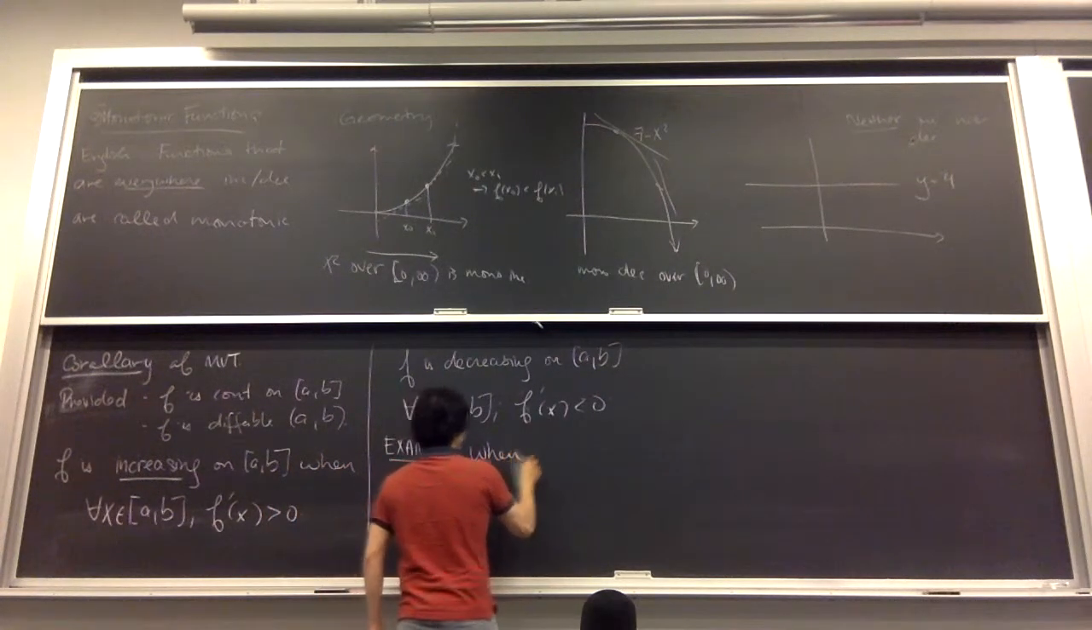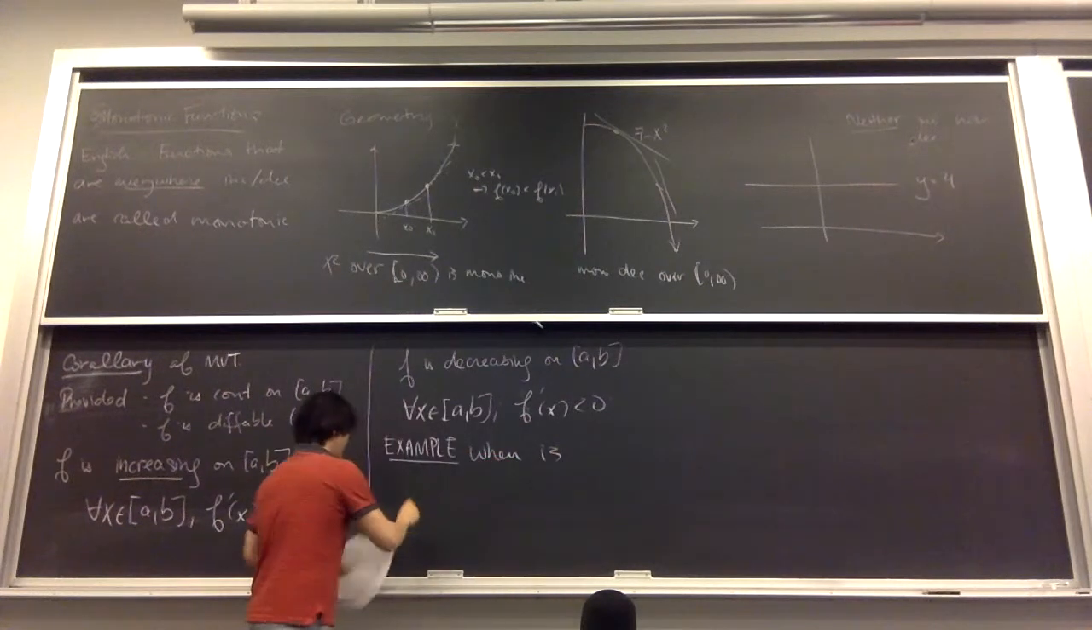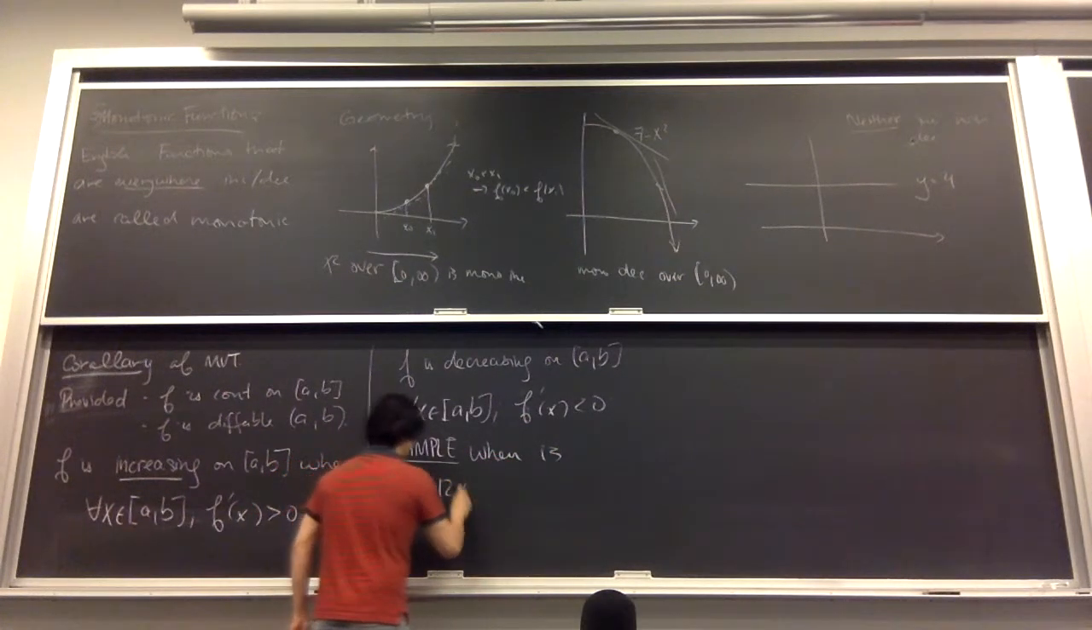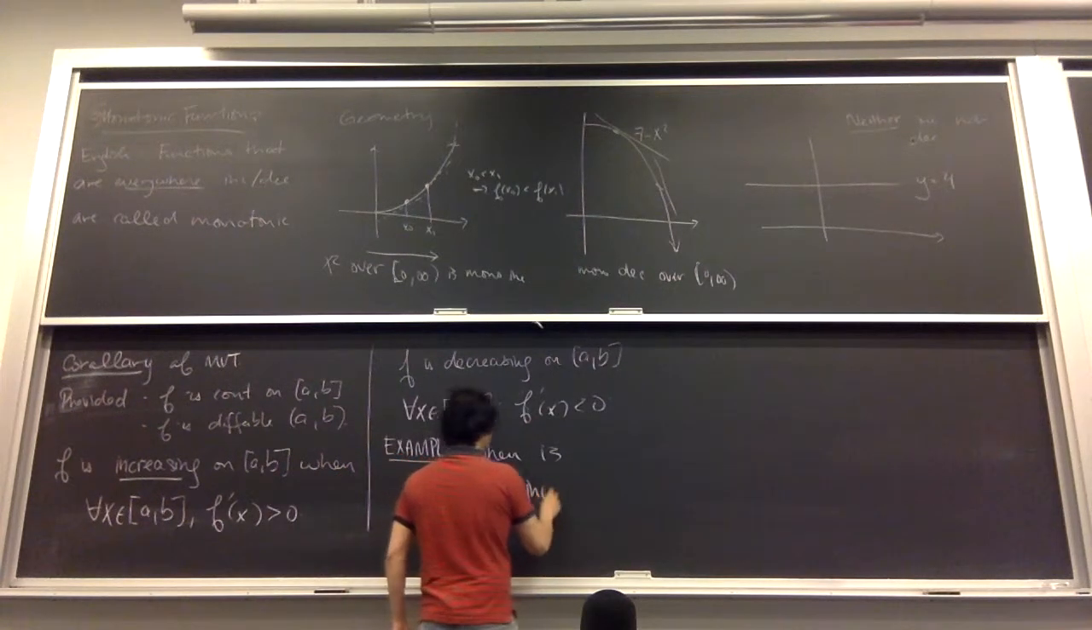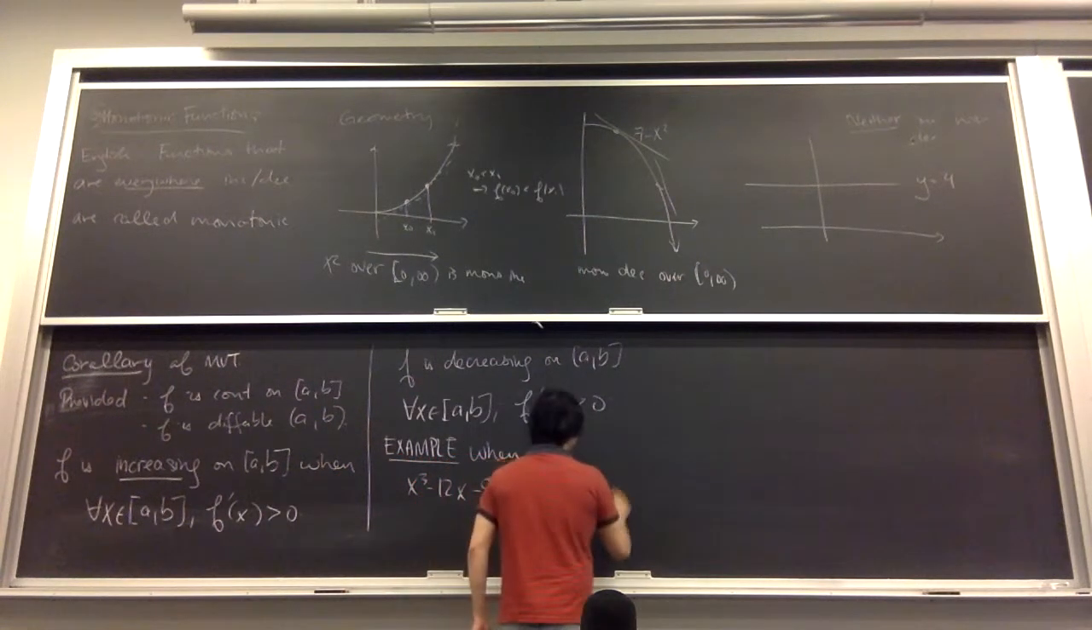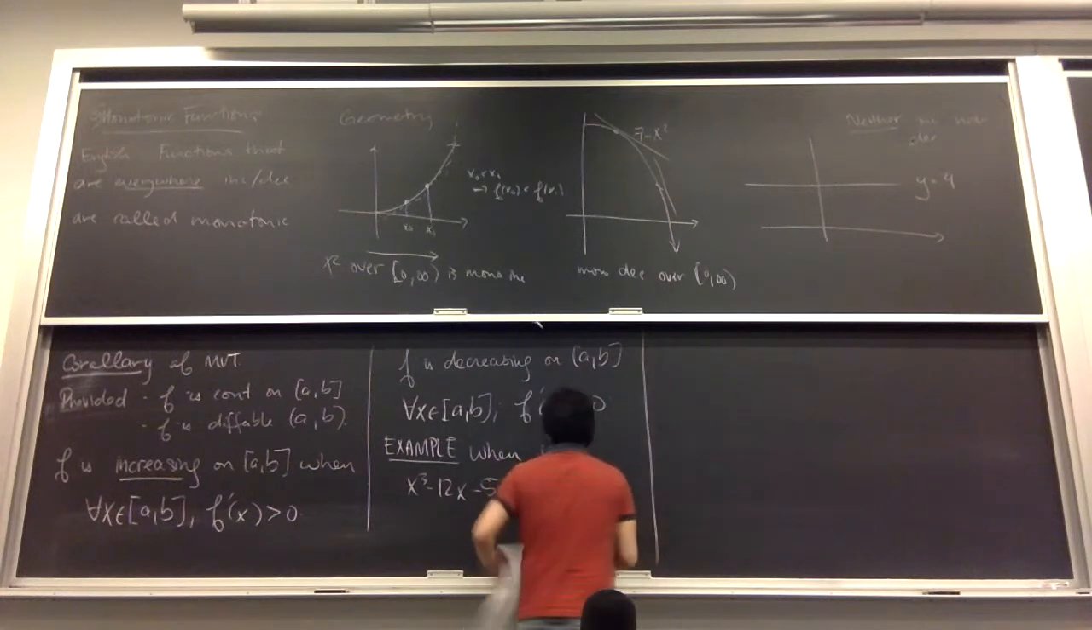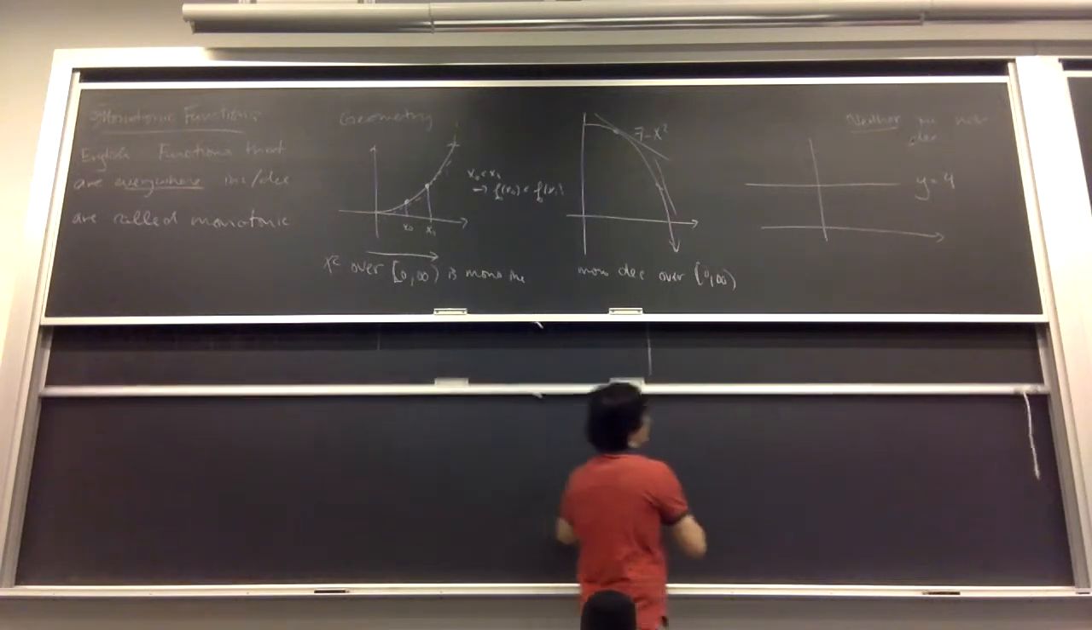When is the function x cubed minus 12x minus 5 increasing, and where is it decreasing? Okay, give that a try while I wipe down the board.